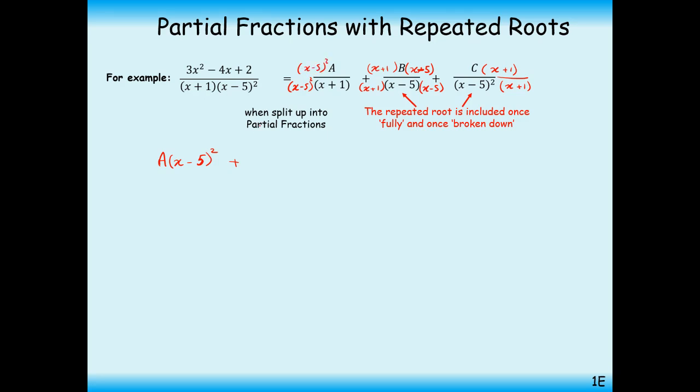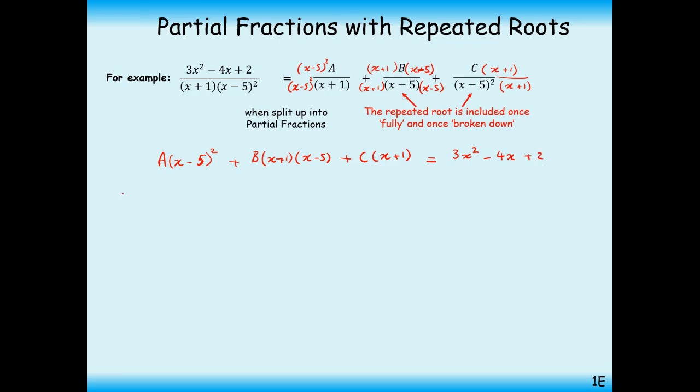Okay, so this is how you deal with this kind of problem. You write B times x plus 1 and x minus 5, and you would have C only multiplied by x plus 1. Now I'm going to leave out the denominator because I know the numerators are going to match. I don't need to match the denominators. So that expression equals 3x squared minus 4x plus 2.